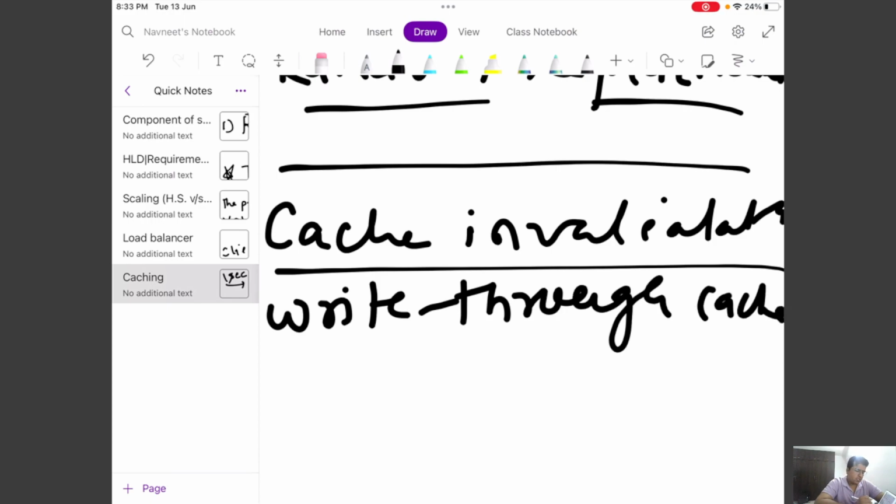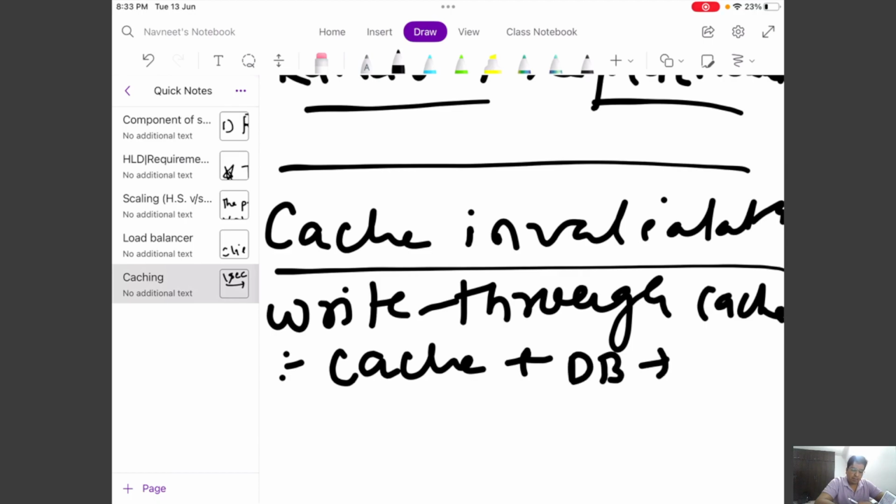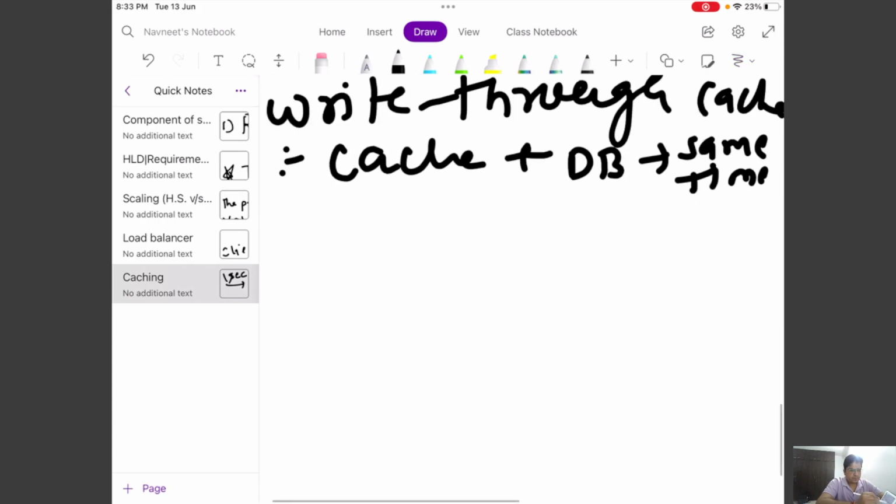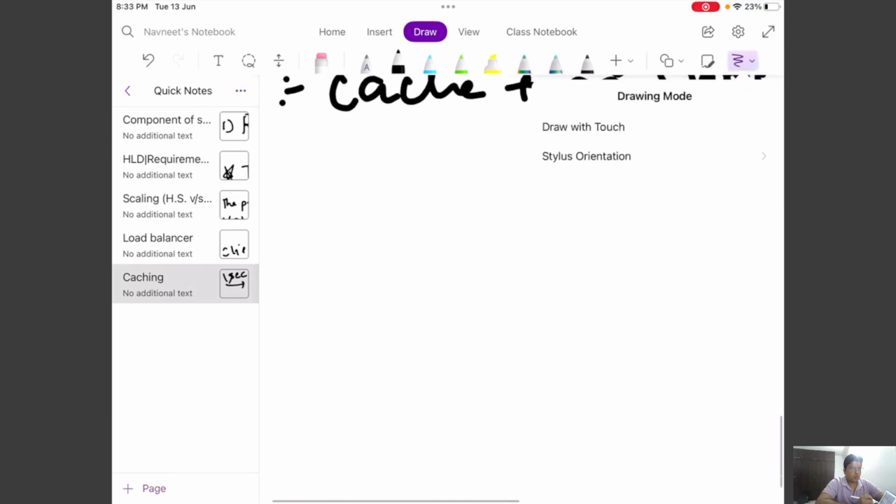you are writing in the cache plus the db. You will write in cache and db at the same time. So this is write through cache.